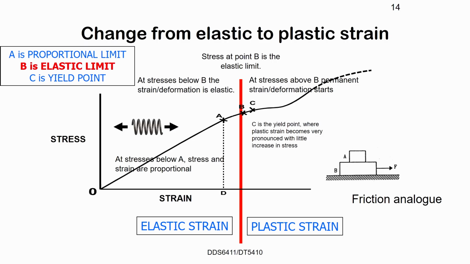So when you remove the load from somewhere between B and C, your curve is going to go to a point somewhere like here. You're going to have a permanent deformation. And point B is called the elastic limit, for obvious reason. And point A is the proportionality limit.